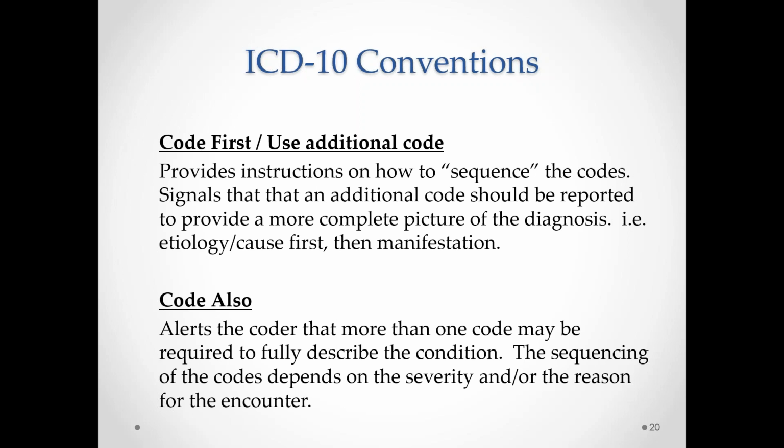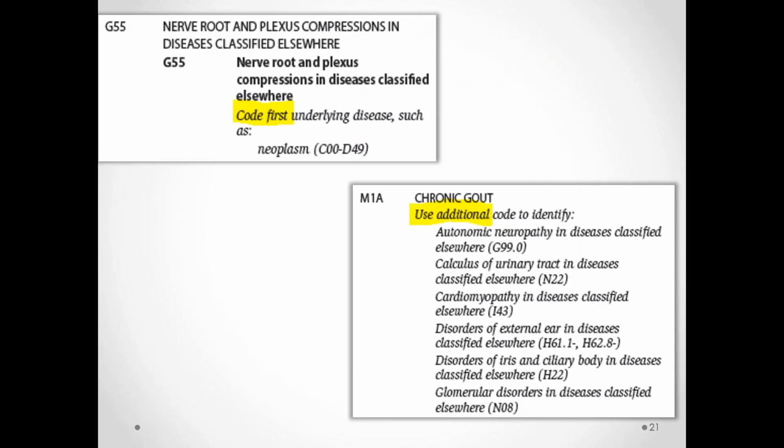So code first is instructions that don't apply too often to the musculoskeletal codes that we use, but it tells us how to sequence the codes. It tells us that another code needs to be reported, and you code first the etiology and then the manifestation. Let me give you an example of one that may apply to chiros. For nerve root and plexus compressions in diseases classified elsewhere, code first the underlying disease. So if they had a nerve that was getting smushed by a tumor, code the tumor first.